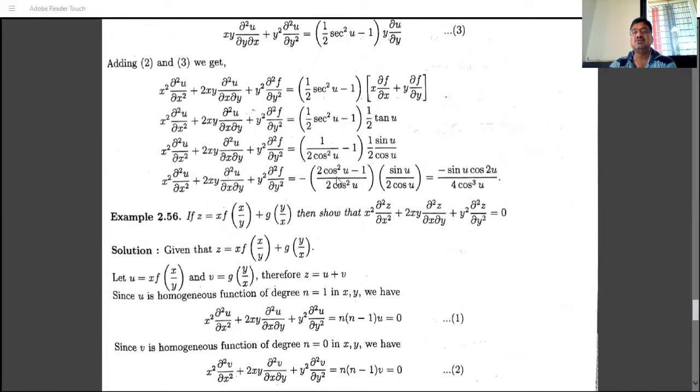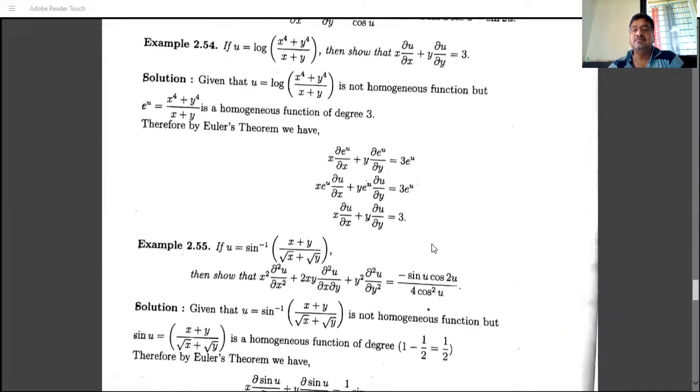Take 2 cos² u as the common LCM. 2 cos² u minus 1 times sin u by cos u, and then we have 2 into 2, 4 cos³ u, and 2 cos² u minus 1 into 2 cos² u minus 1 is cos 2u into sin 2u. Since cos θ is 1 minus 2 sin² θ, we get minus cos 2u sin 2u. We have this answer. Okay, that is what we had to prove.